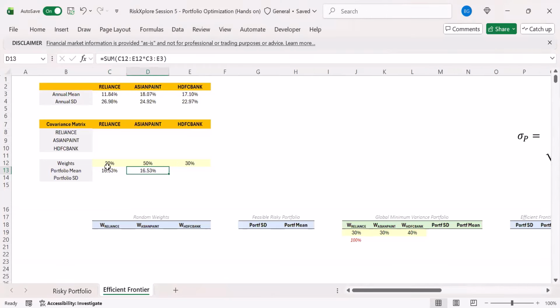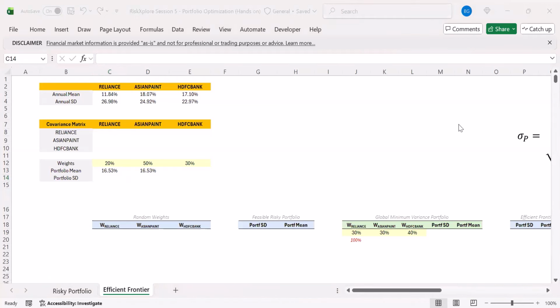So we are getting the same answer. So हमें portfolio mean मिल गया. Now how do we find out portfolio SD? How do we find out portfolio SD? So there are multiple ways to do this, right?